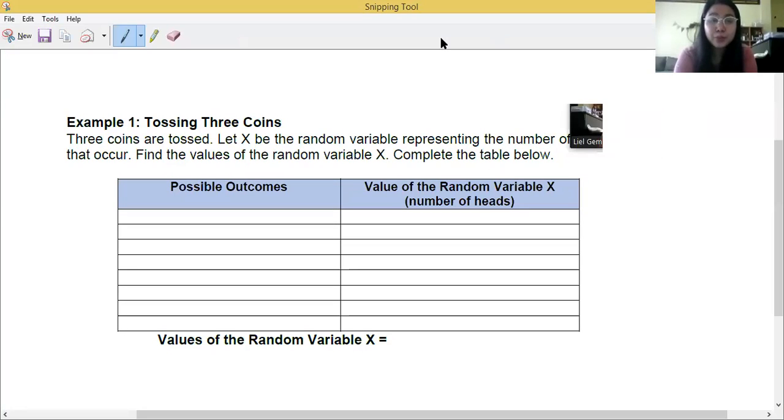We are tossing 3 coins. So that's 2 times 2 times 2. There are 8 possible outcomes. And let X be the random variable representing the number of heads. So what's the first thing to do? The first thing to do is to record the possible outcomes.